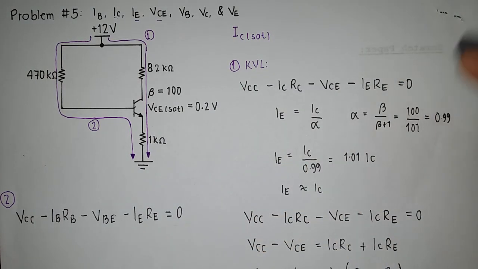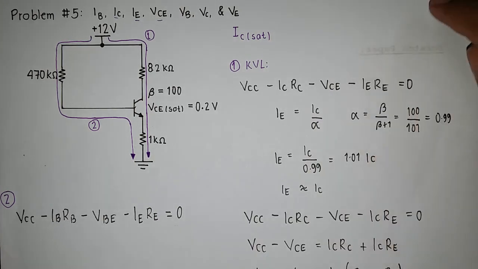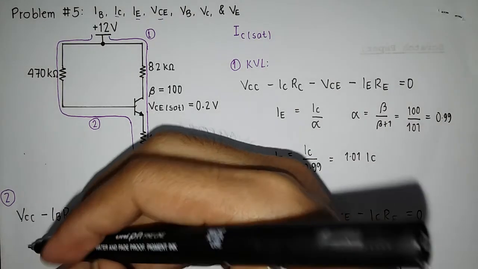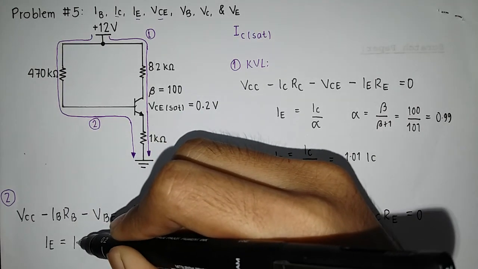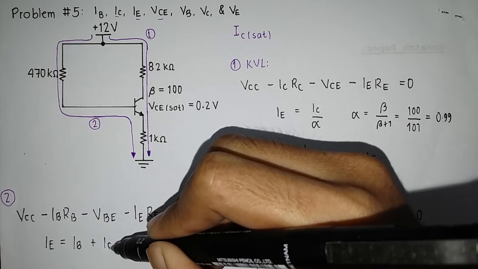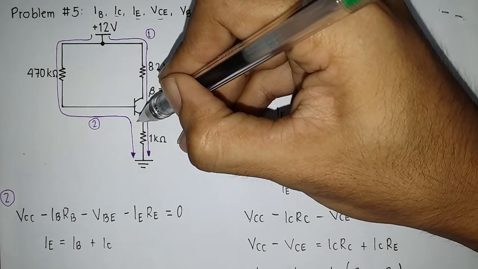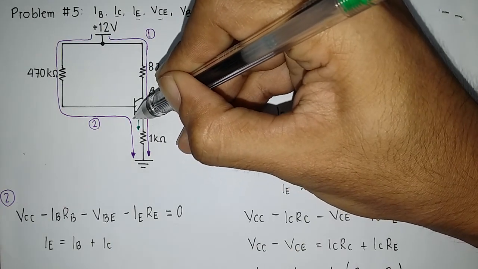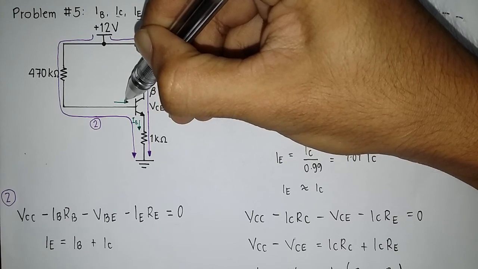So to get IB, kailangan din natin i-replace si IE in terms of IB. Sa equations nga natin, dun sa lecture natin, IE is equal to IB plus IC. And nakuha natin to by KCL. Kasi nga, current entering is equal to current leaving. So, current leaving dito is the IE. And yung current entering dito is IB and IC.